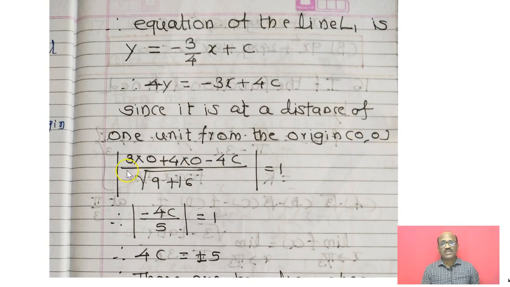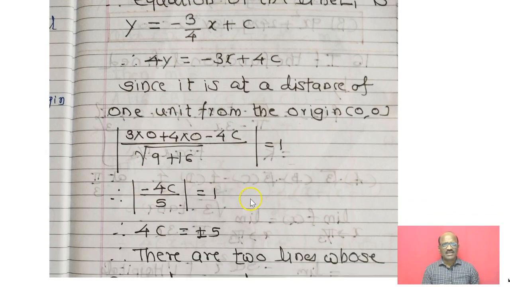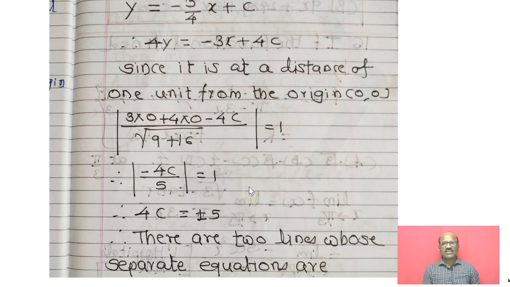Then x and y both are replaced by 0, that is 3 into 0 plus 4 into 0 minus 4c, upon the square root of the sum of squares of the coefficients of x and y. That is, under root of 3 square plus 4 square equals 1. That is, modulus of minus 4c upon 5 equals 1. And if we remove the modulus sign, then you will get 4c equals plus or minus 5.